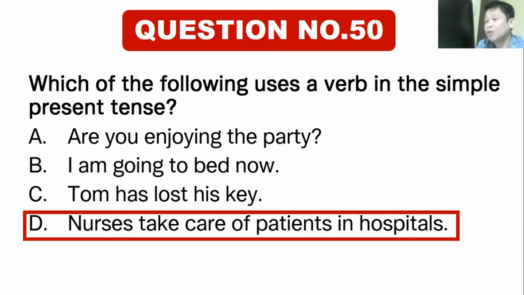Letter B, I'm going to bed now. That's present progressive or present continuous. It has a future meaning. And letter C, Tom has lost his key. It's has plus lost, past participle. Has plus PP, that's present perfect tense. So the correct answer is letter D. Nurses take care of patients in hospitals.